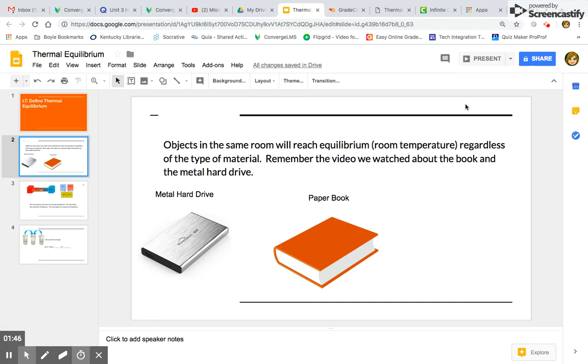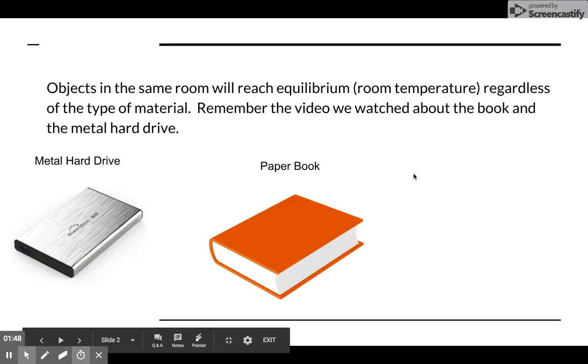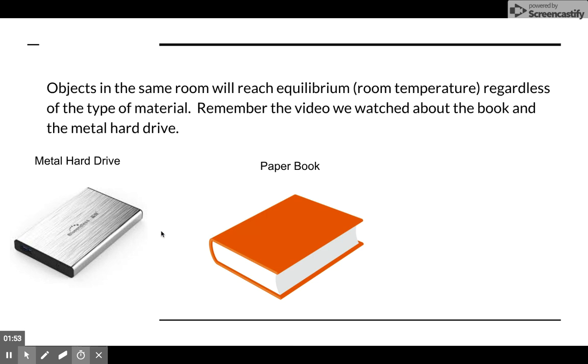So remember, the point that he was trying to make here was that even though the objects are the same temperature, they feel different to your hand because metal is going to conduct heat faster than an insulator like paper.